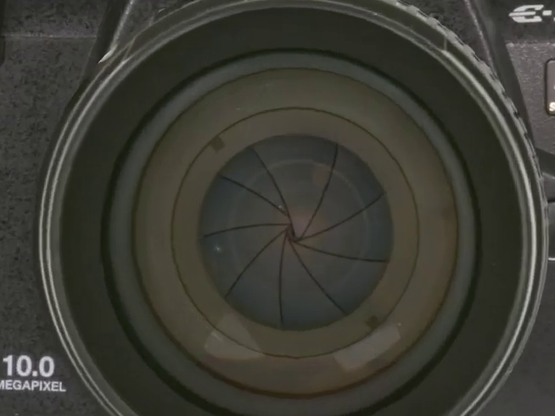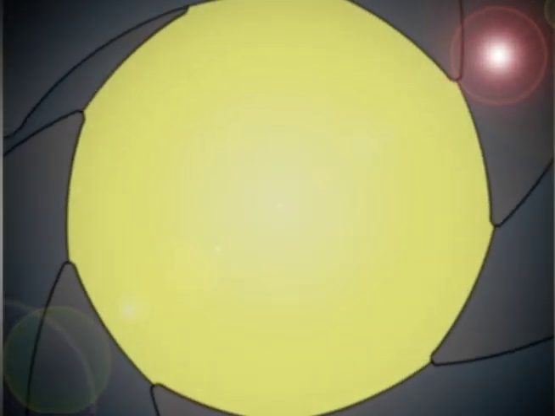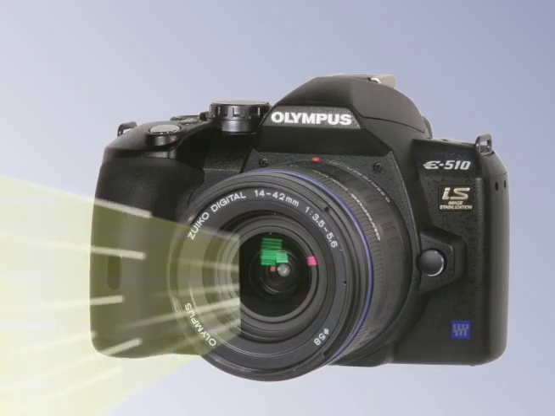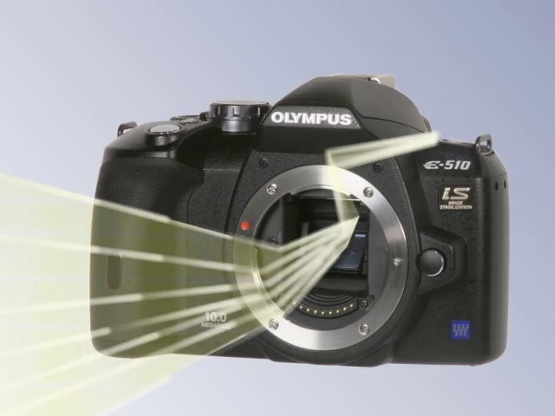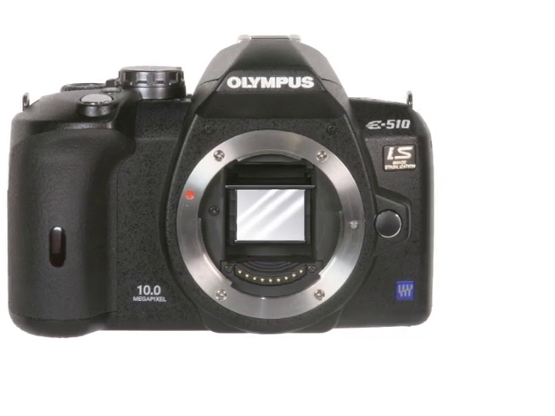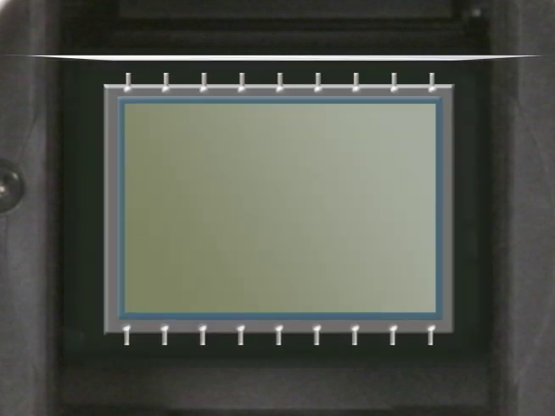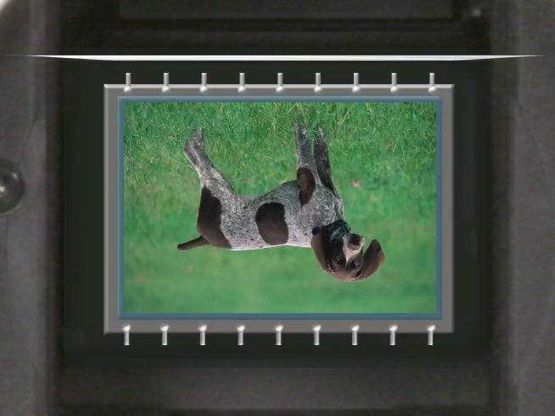Light passes through the glass in the lens through an aperture. The aperture determines how much light continues through the lens to the shutter. The shutter is the gate that opens and closes for a precise amount of time. The shutter determines how long the image sensor will be exposed to light. The image sensor is a chip that records the light that it is exposed to and then transfers that information onto your camera's memory card. The process of capturing light by the image sensor is called exposure.